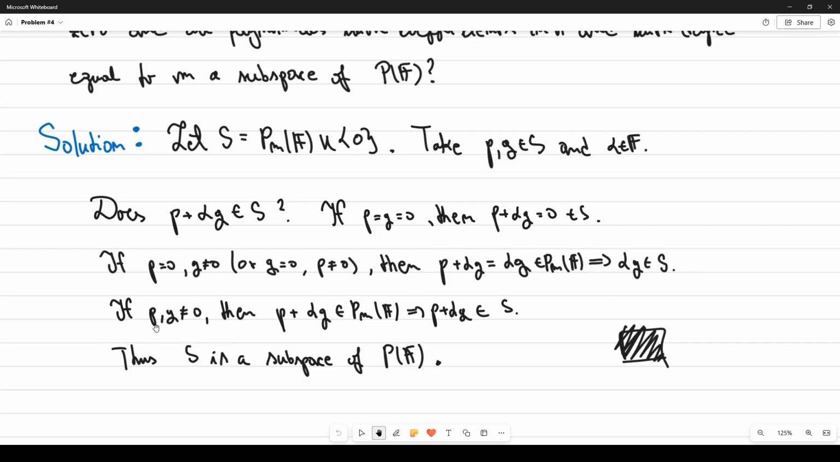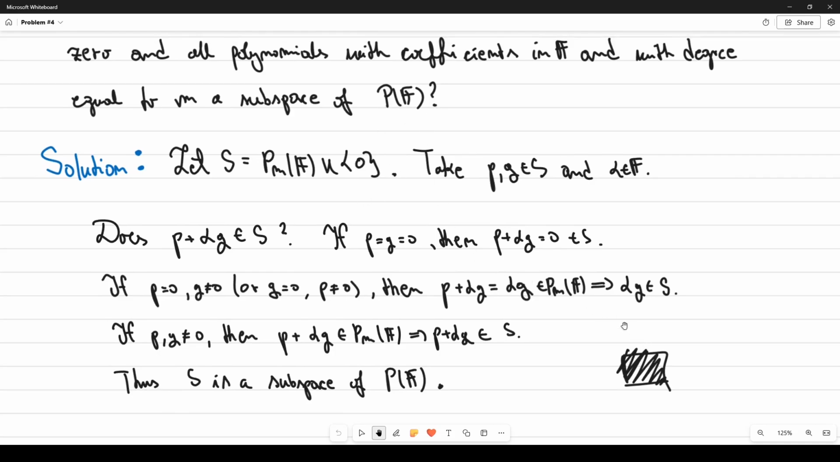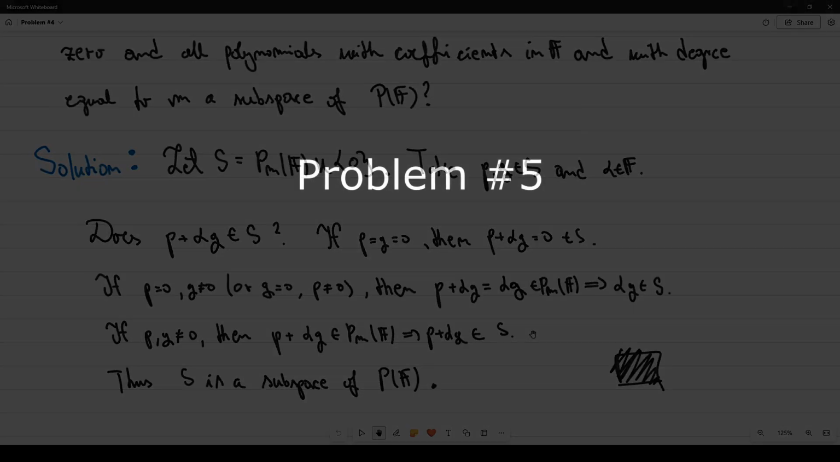And if both polynomials are different from 0, then again the sum, if alpha is equal to 0, well then this would just boil down to P, which is a polynomial of degree m. And if alpha is different from 0, then this sum, when you group the terms, is still a polynomial of degree m, so it belongs to S. So in all cases, this always belongs to S. Hence, we can conclude that S is a subspace of the vector space of all polynomials.